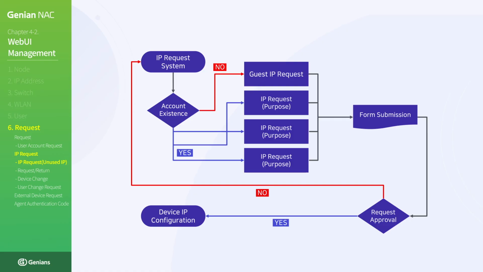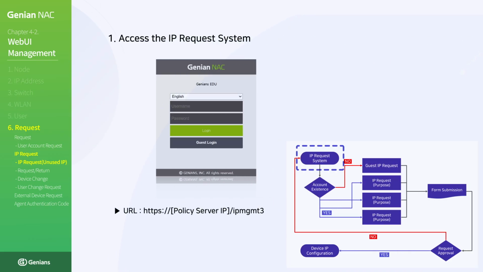If the target IP being requested is not currently in use, proceed with the IP usage request through the following process. If the device intended to use the IP is not connected to the network, the IP request must be submitted through the request system on another device. To access the IP request system, enter the following URL in the web browser address bar: https://policyserverip/IPMGMT3.